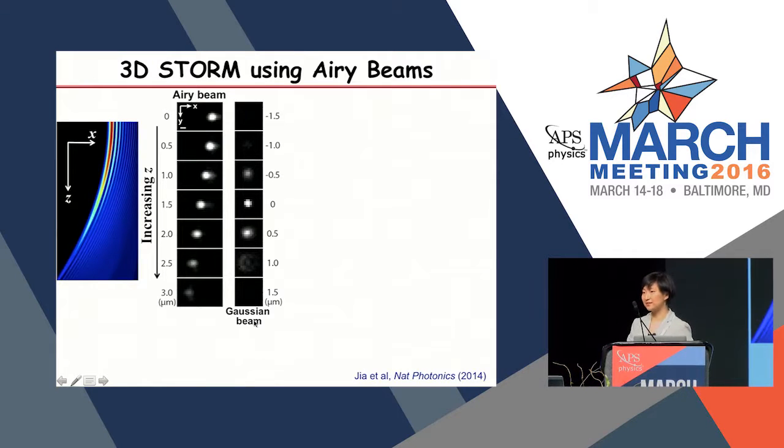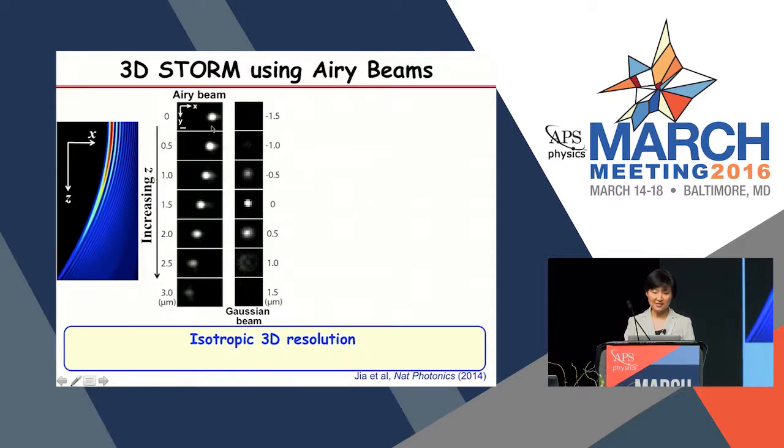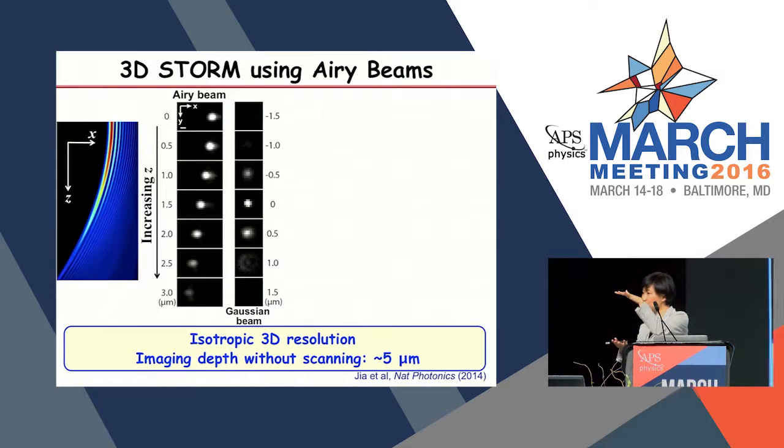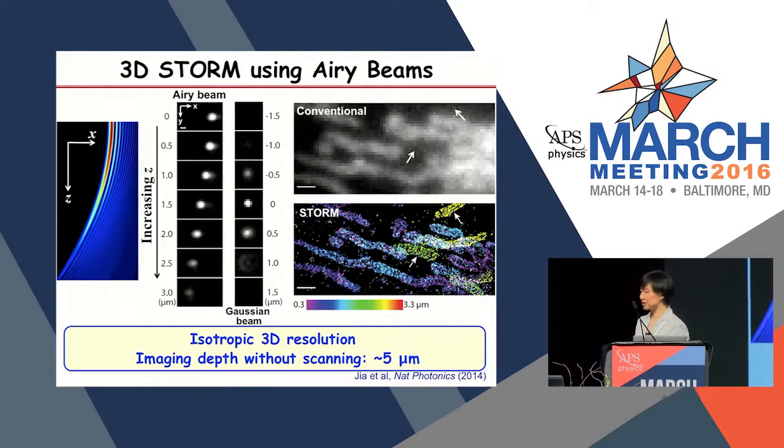This is the typical Gaussian beam. You can see that for out-of-focus light or out-of-focus molecules, by a few microns, you can no longer detect their light because it's so out of focus, while this non-diffracting beam still allows you to detect it so well. So with that, he gets isotropic resolution and also very large depth without changing the focal spot. And here is an example image he would get.